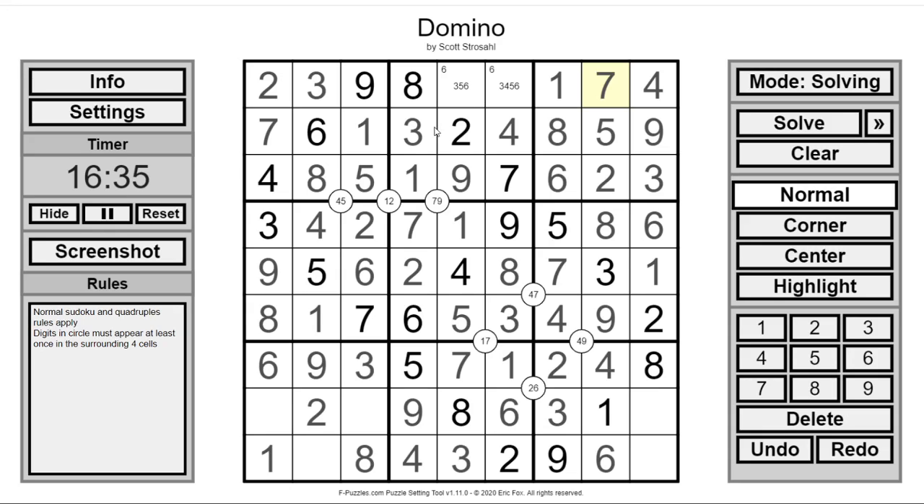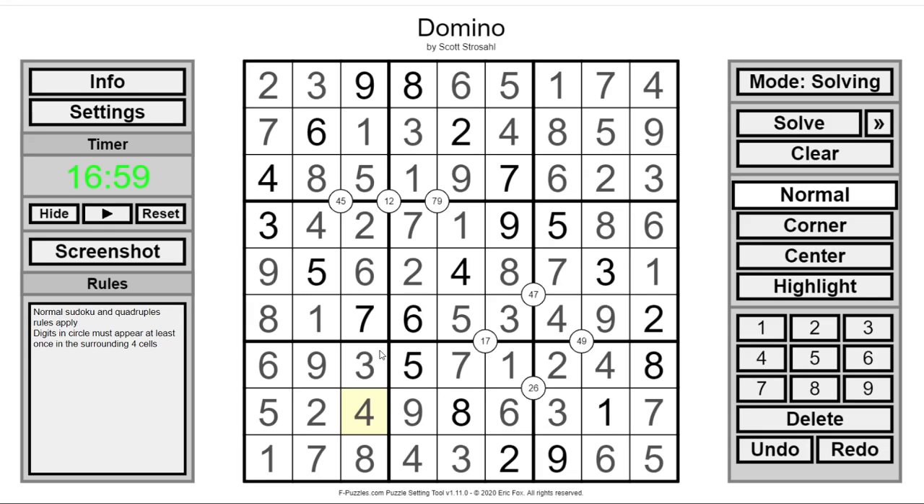Let's see. 3, 4, 5, 6. So the 5 is there. 6 is there. Whoops. 1, 2, 3, 4, 5. And lastly, 7s. And this is a 4 to finish it off.